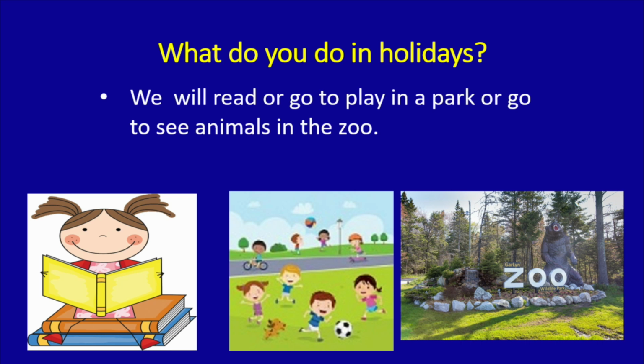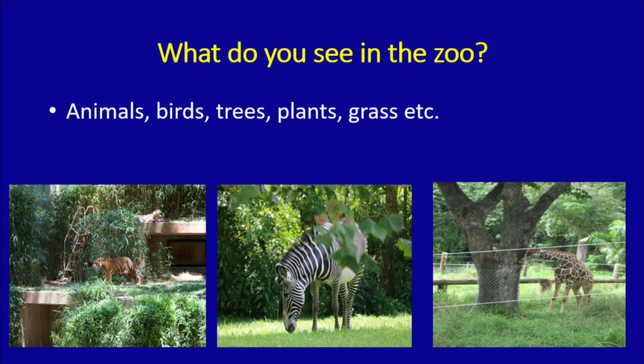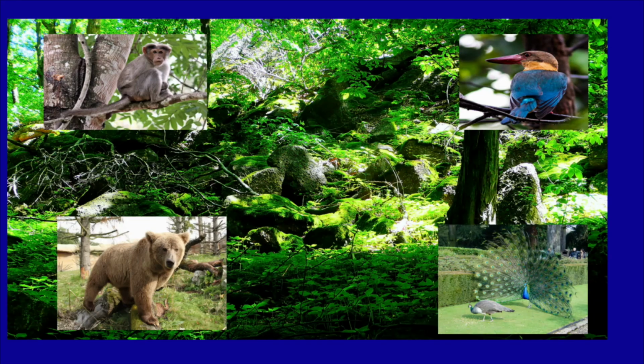Do you know what is a zoo? Zoo is a place where the animals are kept for conservation and displayed for the people. What do you see in the zoo? We see different animals, birds, trees, plants, grass, etc. Other than zoo, where we see the animals? We can see animals in the forest and also in our surroundings. Just watch the video.